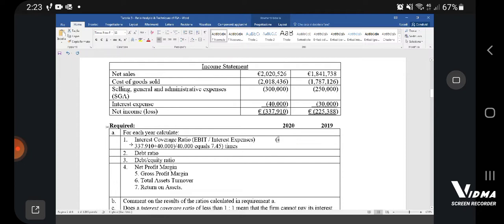For 2019 it will be, the loss is 225,388 plus 30,000, the interest expenditure, divided by 30,000. How much is that? Minus, say, can you calculate this, please? Say 0.51.